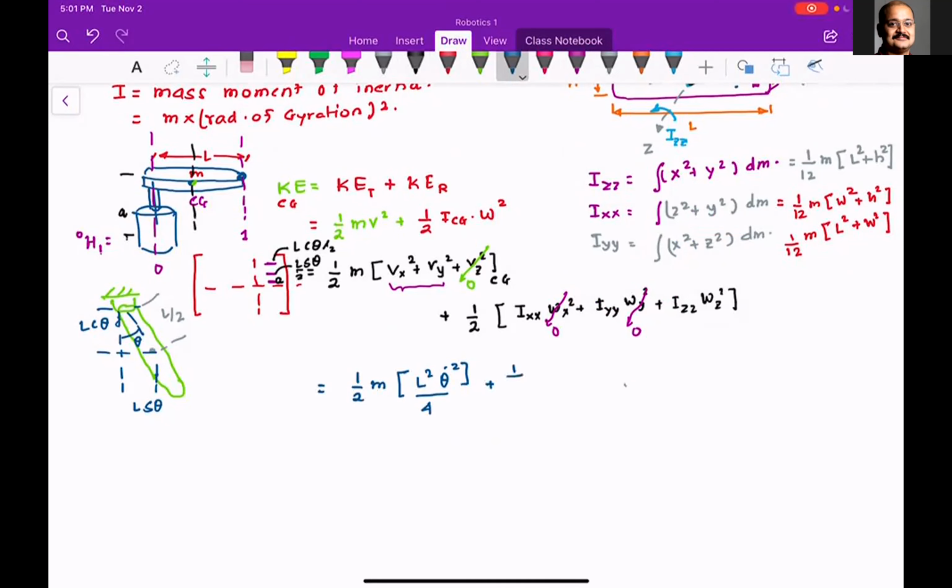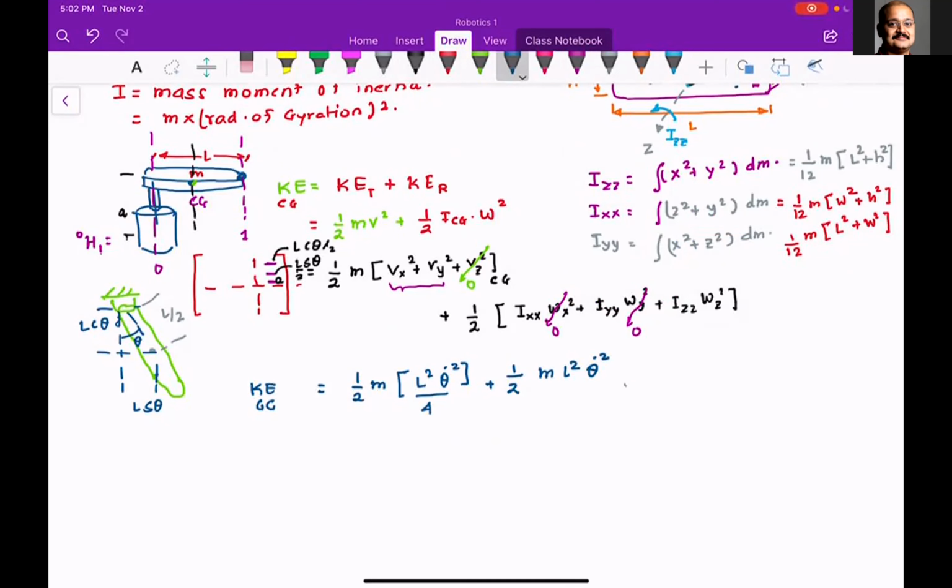The second part is 1/2 IZZ. So IZZ, my H value is very small, so it's going to be 1/12 m L square. So this is 1 by 12 m L square. And what is my omega z? Omega z is theta dot, right? Theta dot square. Do you agree with me? And this is going to be my kinetic energy about the center of gravity.